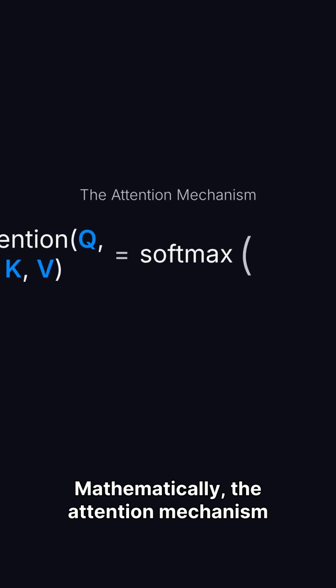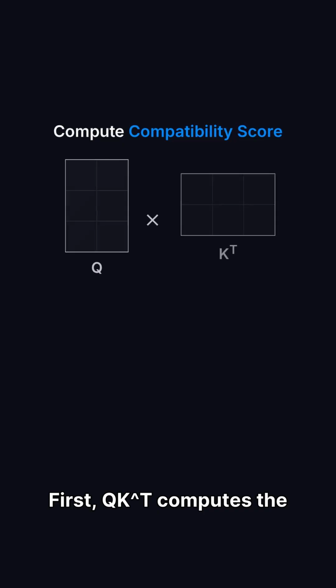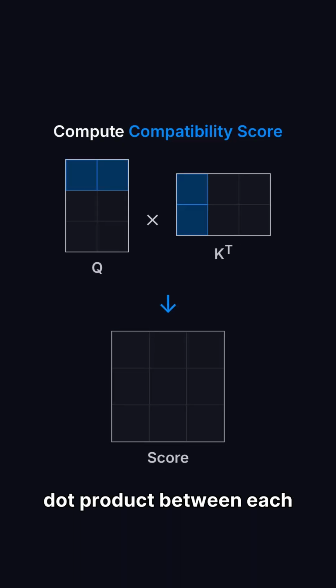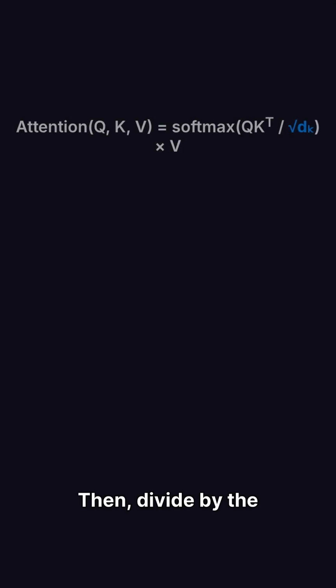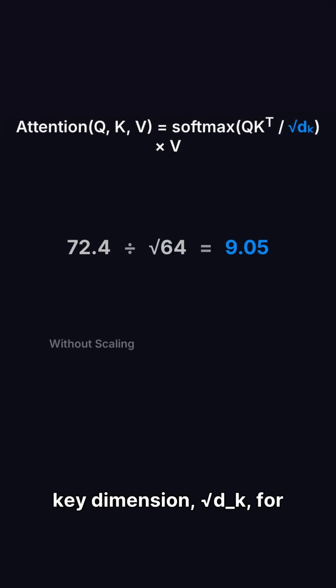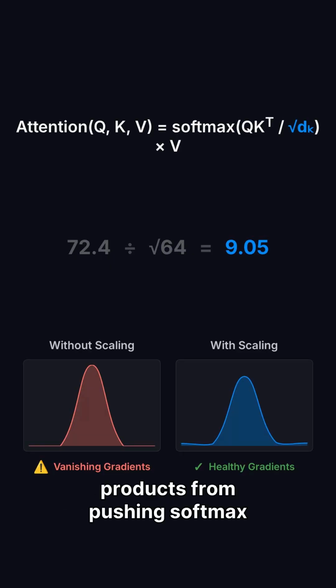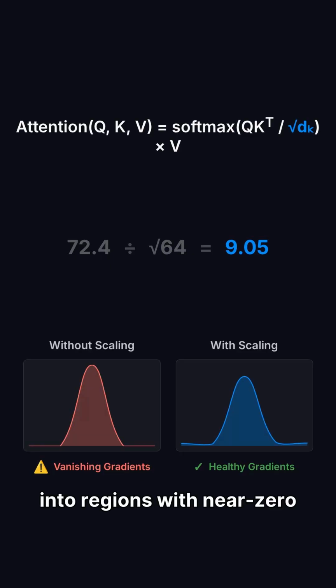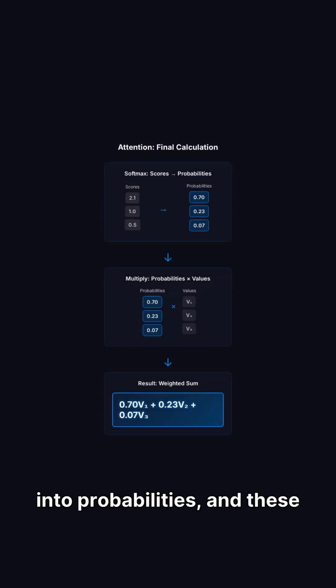Mathematically, the attention mechanism is elegant. Attention(Q, K, V) = softmax(QK^T / √d_k) V. First, QK^T computes the dot product between each query and all keys, giving a compatibility score. Then, divide by the square root of the key dimension, d_k, for scaling. This prevents large dot products from pushing softmax into regions with near-zero gradients. Finally, softmax converts scores into probabilities, and these weights are multiplied by the values to compute a weighted sum.